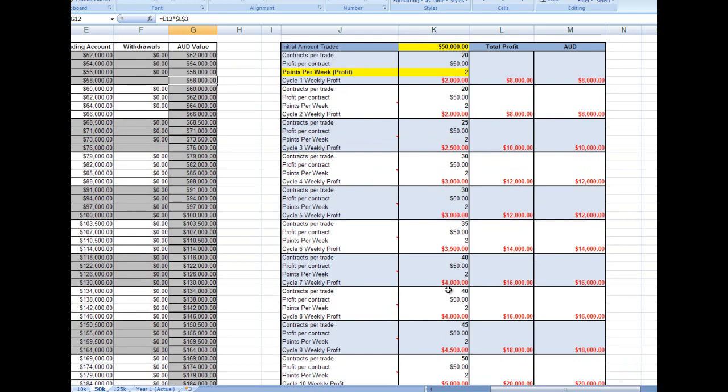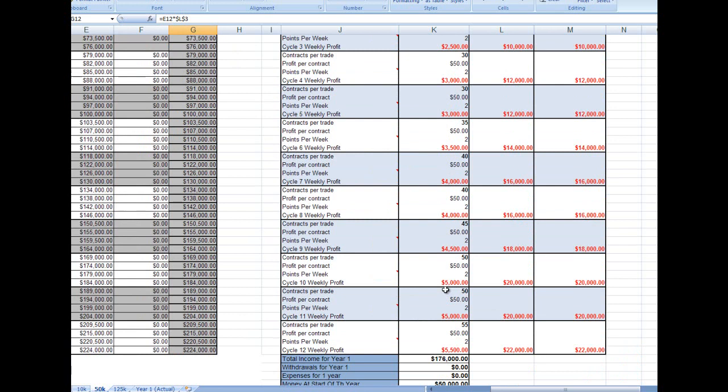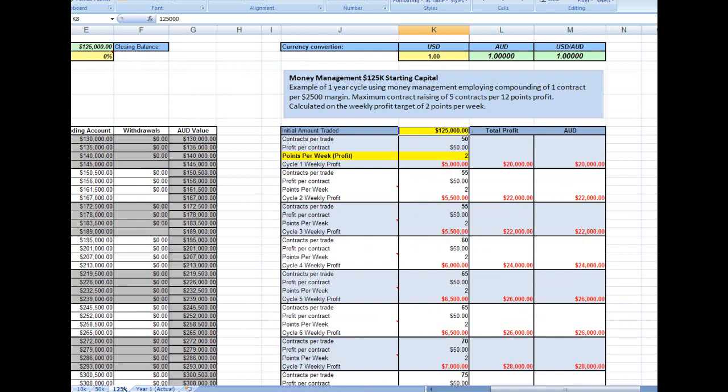We go up another 5, and then we stay on 40. And we just keep increasing like that. So basically, 5 contracts every 2 months really. So at the end of the year, our total profit using the money management on the conservative outlook of 2 points a week, we would have made $176,000.